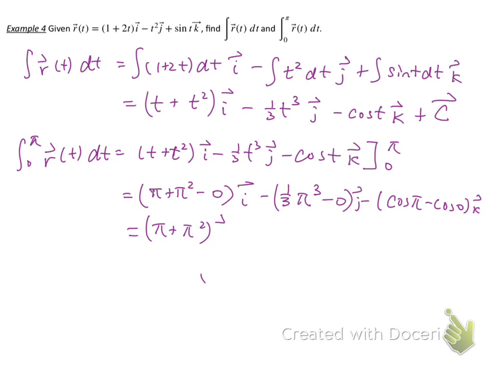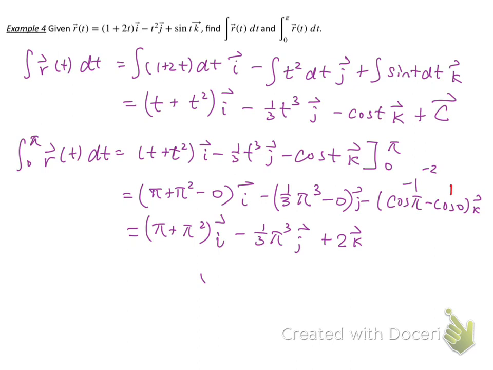So the first part is pi plus pi squared i. And the second part, the j part, will be negative a third pi to the third power j. And finally, cosine pi is negative 1, cosine 0 is 1. So we have negative 1 taking away 1, which is negative 2. But you have a minus in front, so minus negative 2 is positive 2 in the vector k. And that is the definite integral.